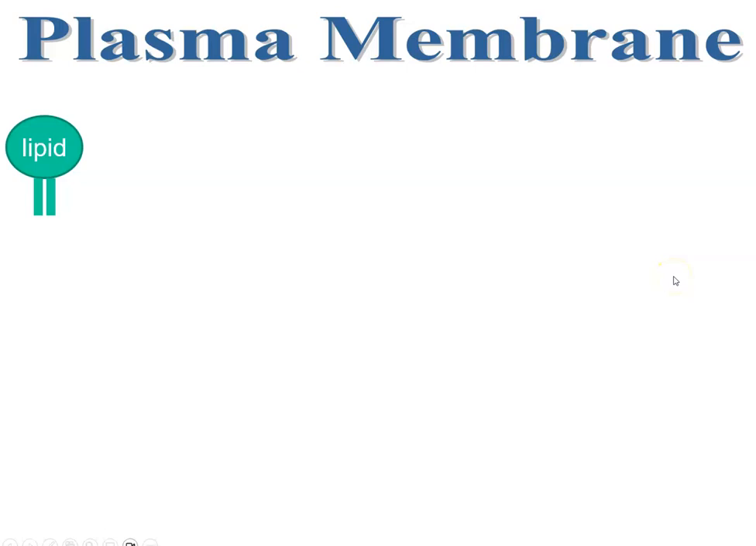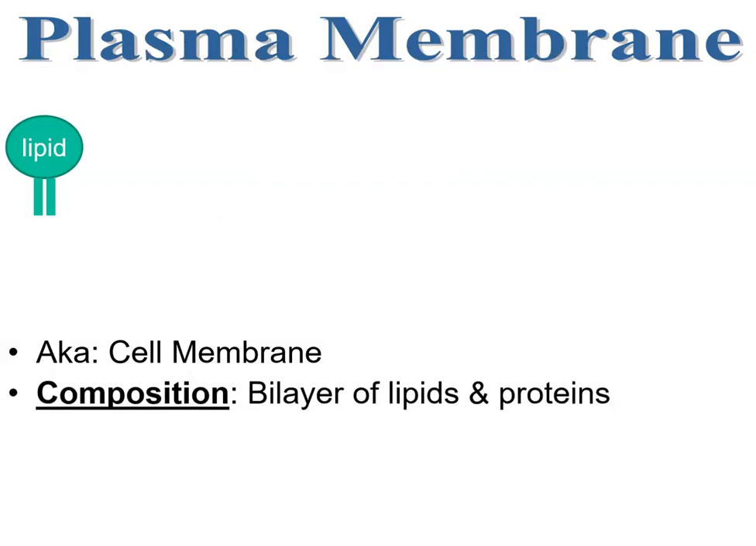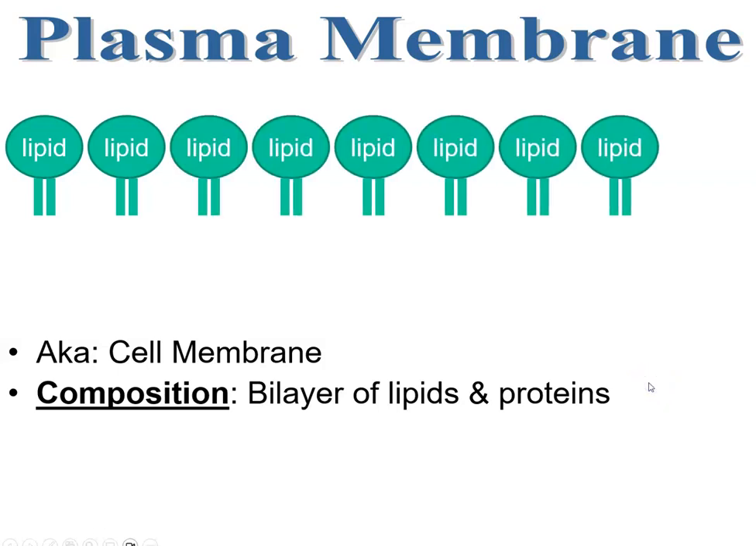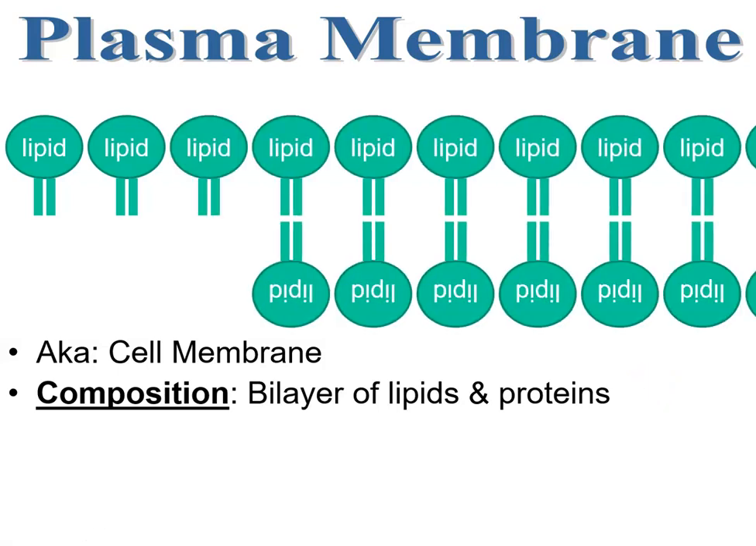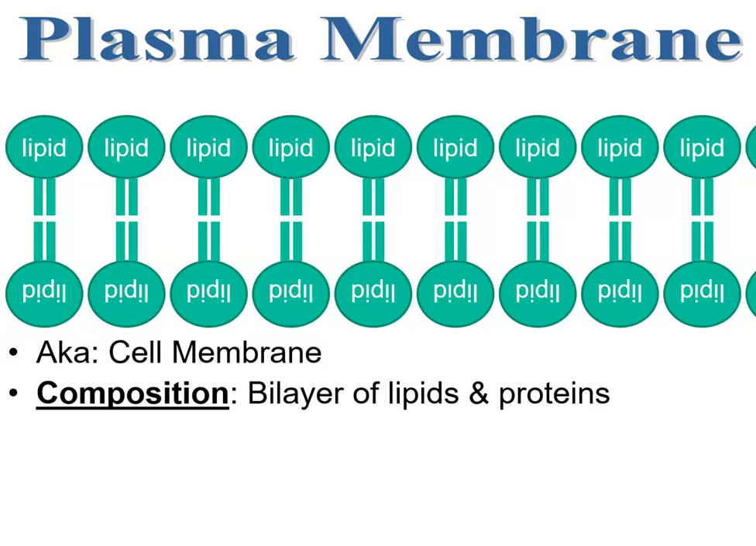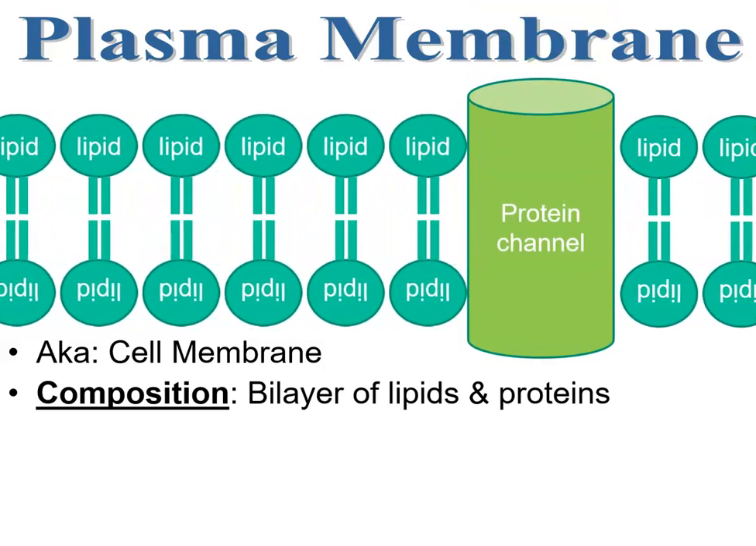Now, the plasma membrane, also known as the cell membrane. When I was in school it was called cell membrane, and it has been renamed plasma membrane. That's why I'll take either. It is made of lipids. It's actually a bilayer of lipids, and it's got these protein channels stuck in between. So there's our lipid bilayer, and it has proteins stuck in between.